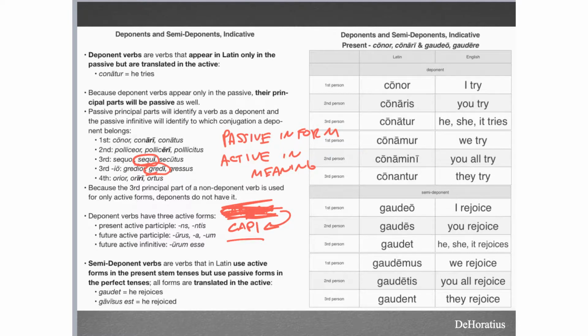Now, you saw the present, right? That is all here, first and second conjugation. All the endings, all the formations are exactly the same. It's just that they will use passive forms instead of active forms.